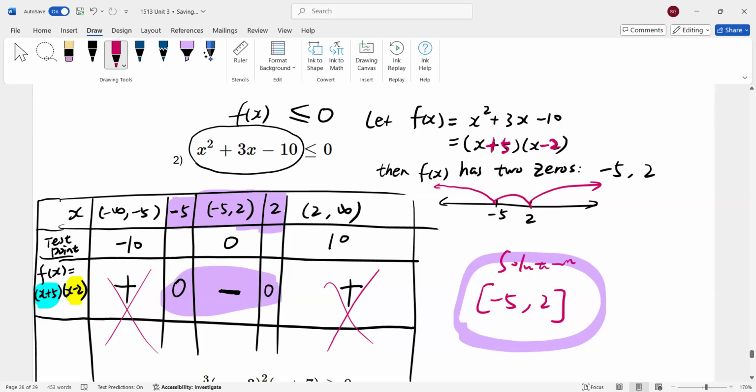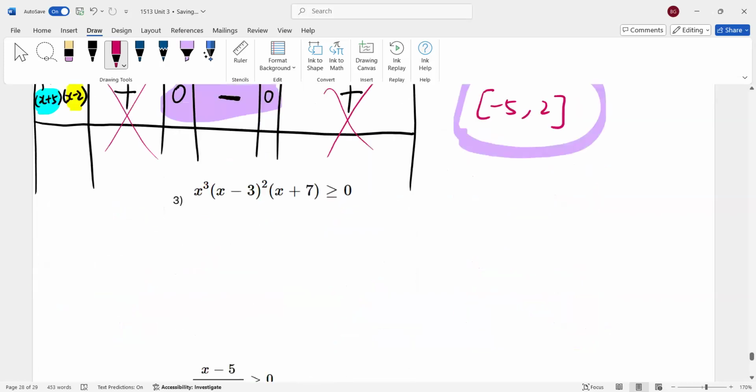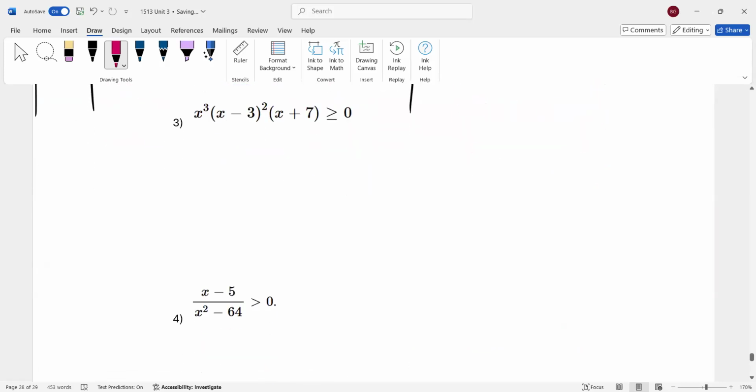Okay, so those are two polynomial inequalities. This one is also a polynomial inequality. The difference is that in this one the polynomial is more complicated. But the good news is, since it's complicated, the question does not require us to factor it. Instead, the question already has the left side factored.